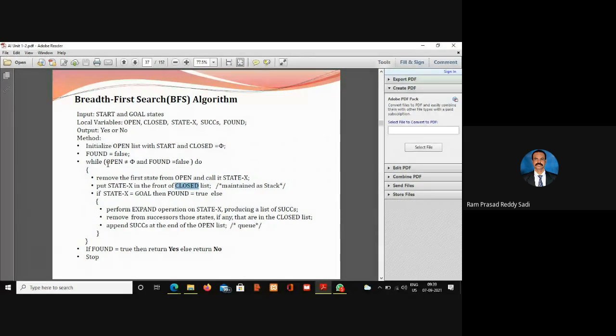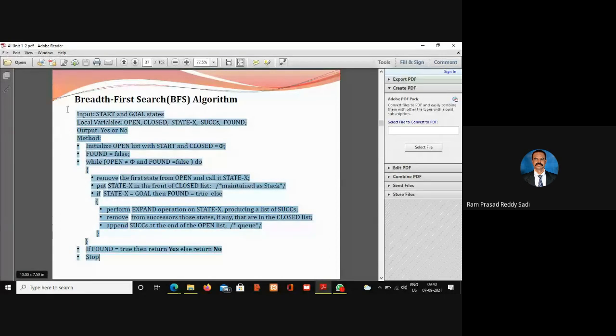Continue the process. Suppose state X is equal to goal, what are we saying? Found is equal to true. Definitely the loop ends. And if found is equal to true, what does it imply? You have obtained the solution. If found is not equal to true, even after expanding all these, then the solution is false. Stop the process. So this is what the breadth first search algorithm is.